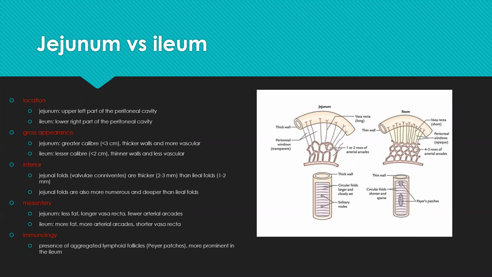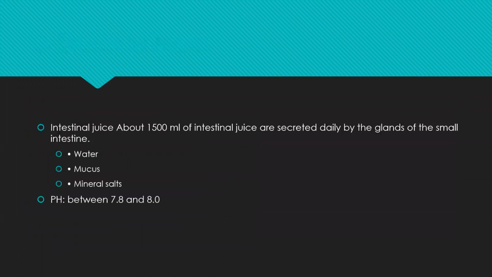And finally, regarding the immunology, if you see the presence of aggregated lymphoid follicles, that you will call Peyer's patches, which are more prominent in the ileum when compared to the jejunum. Clear? That means you remember the Peyer's patches are going to be present in the ileum when compared to the jejunum.